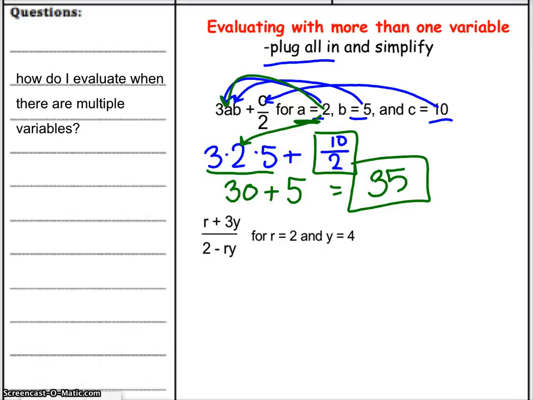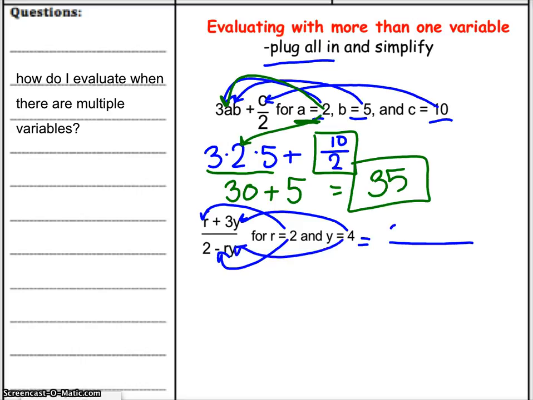So I always read the problem to myself. This is saying r plus 3 times y divided by 2 minus r times y. So again, I read it one more time. R plus 3 times y over 2 minus r times y. I always read it to myself because I want to know what the heck am I doing. So now I'll plug in. R is 2. So 2 is going to go where the r's are. And y is 4.